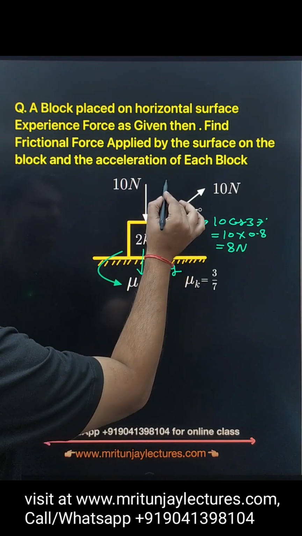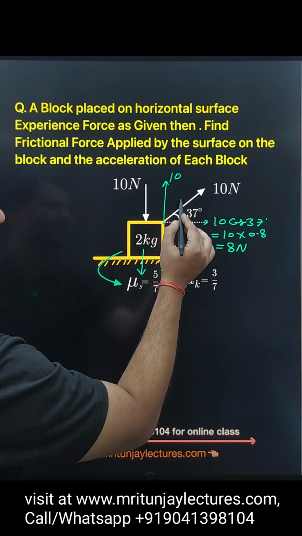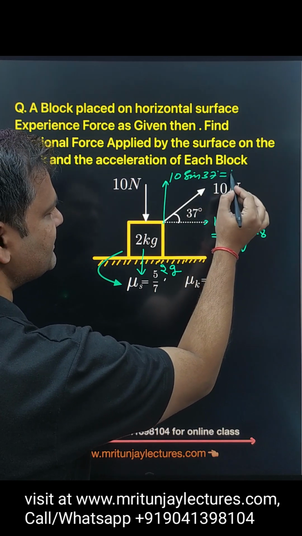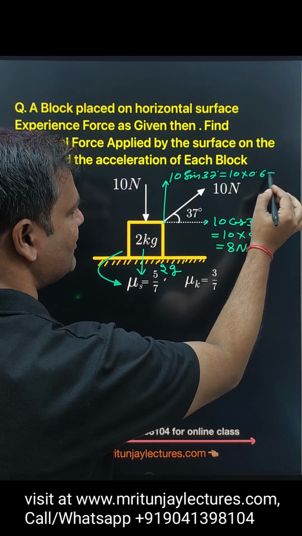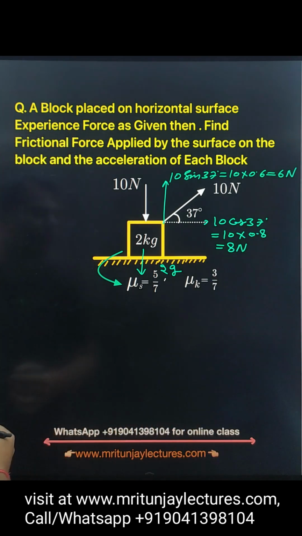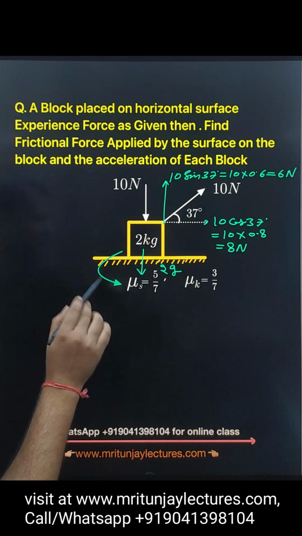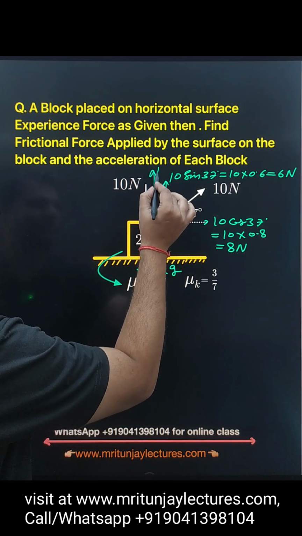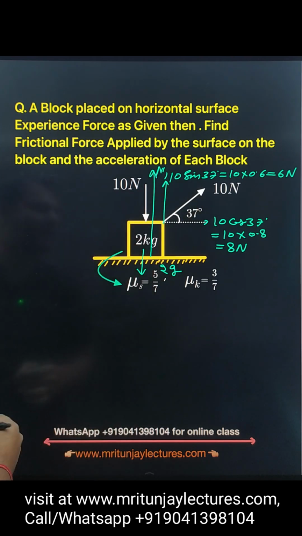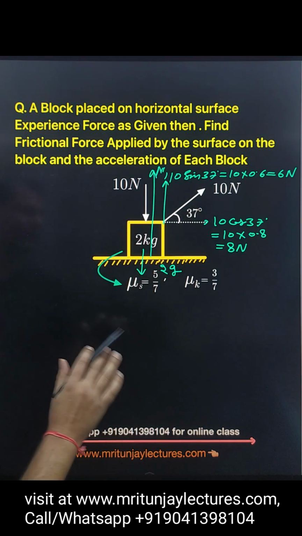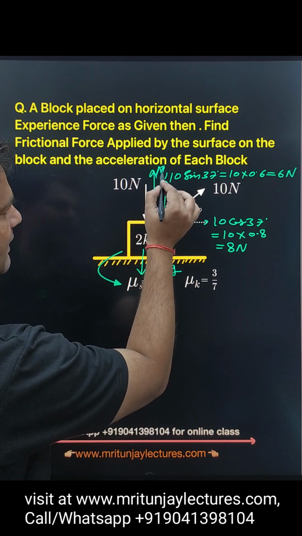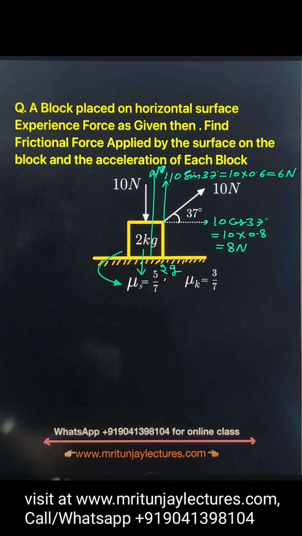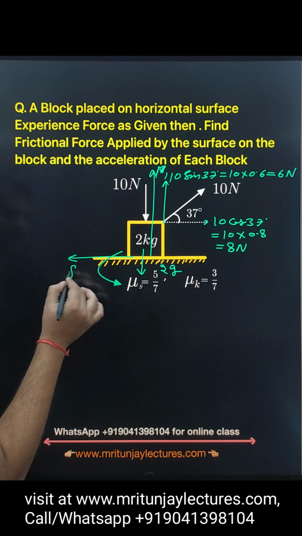The vertical component of the 10 Newton force is 10 sin 37. Sin 37 is 0.6, so 10 into 0.6 is 6 Newton. The normal force applied by the plane on the block, N1, is always perpendicular to the surface. I hope that is clear. Now, the driving force is in the positive x direction, so the frictional force developed is in the opposite direction, that is f.